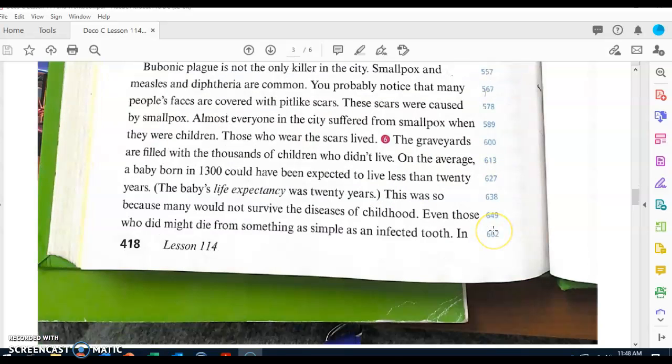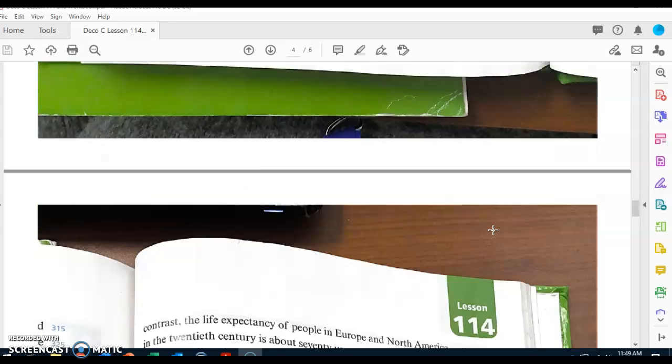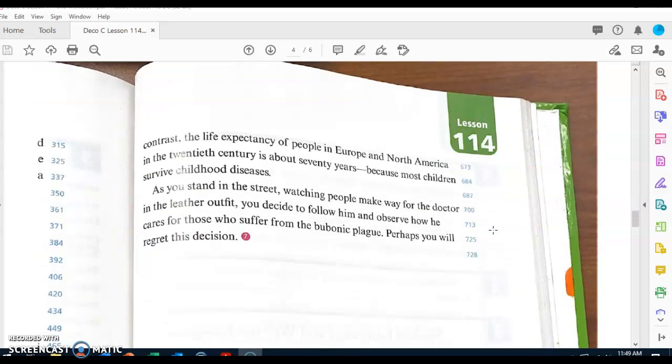Now, let's continue reading. The graveyards are filled with the thousands of children who didn't live. On the average, a baby born in 1300 could have been expected to live less than 20 years. The baby's life expectancy was 20 years. This was so because many would not survive the diseases of childhood. Even those who did might die from something as simple as an infected tooth. In contrast, the life expectancy of people in Europe and North America in the 20th century is about 70 years because most children survive childhood diseases.